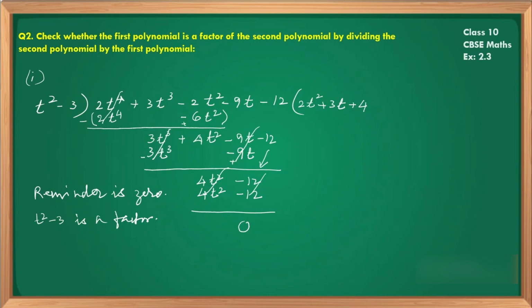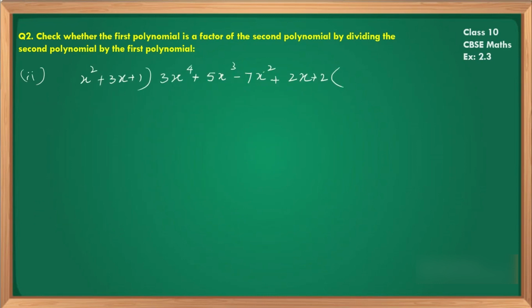Now we move on to the second sub-question. Here we have three terms, x square plus 3x plus 1. There are three terms and this is the divisor. And this second one is the dividend. Let us start now. Division.